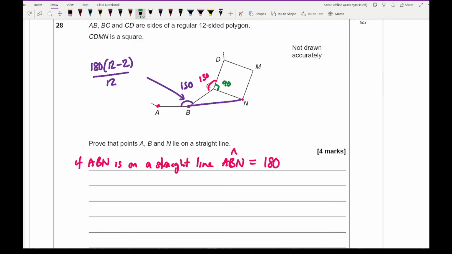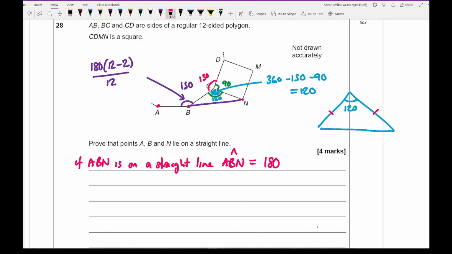And so from this, we can then work out what angle this is going to be. So I'll just colour that, because we know that angles around a point add up to 360. So 360, take away 150, take away 90, leaves me with 120. So this angle here is 120. Let me just draw that triangle out again. So that's 120.